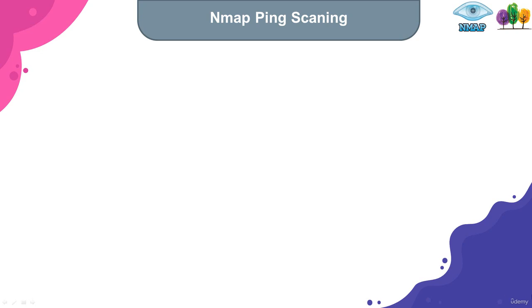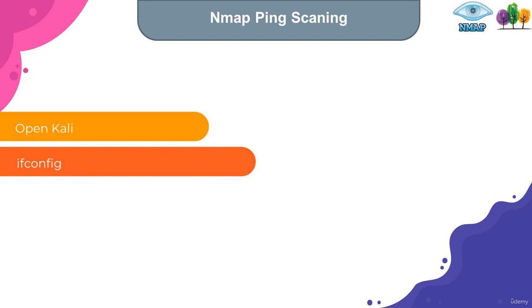Let's do the first scan. So now let's write our first Nmap command. With this command, we will scan the IP of the Kali Linux computer.